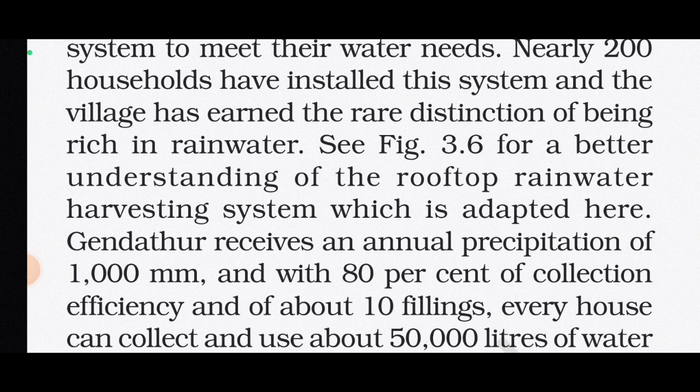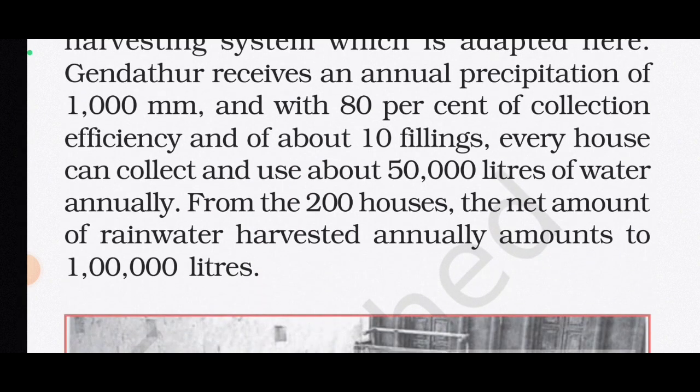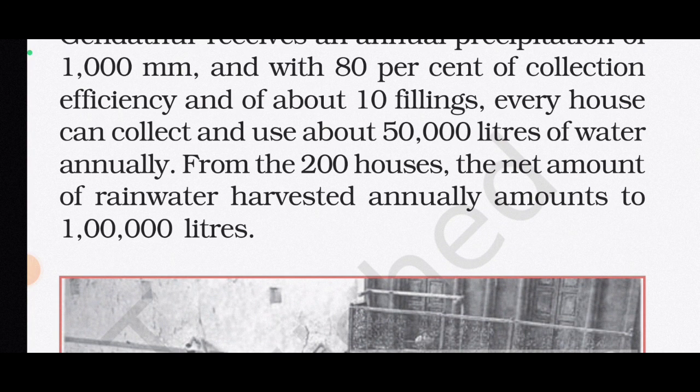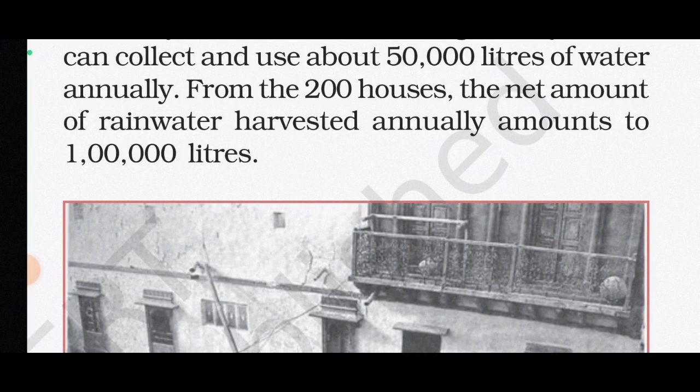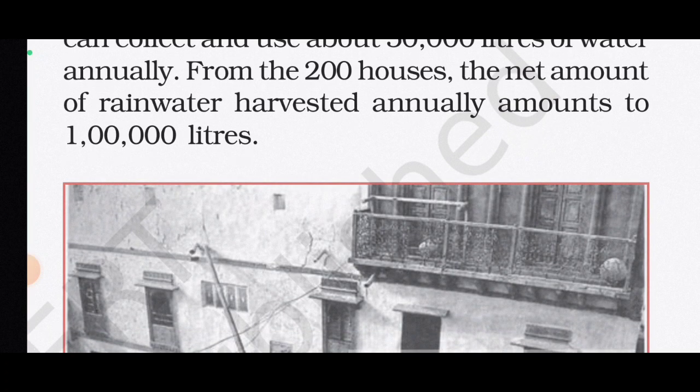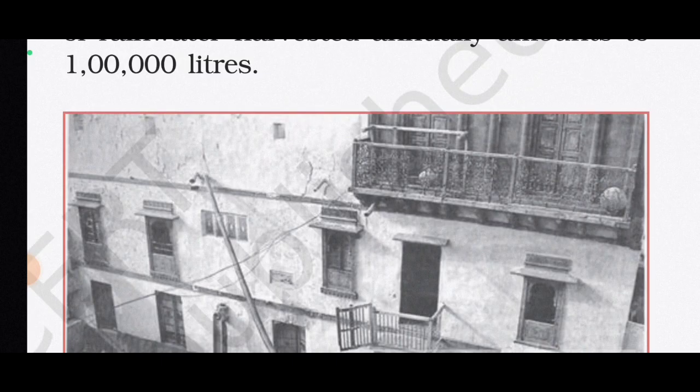Gendathur receives an annual precipitation of 1000 mm, and with 80% collection efficiency and about 10 fillings, every house can collect and use about 50,000 liters of water annually. From the 200 houses, the net amount of rainwater harvested annually amounts to 1 lakh liters.